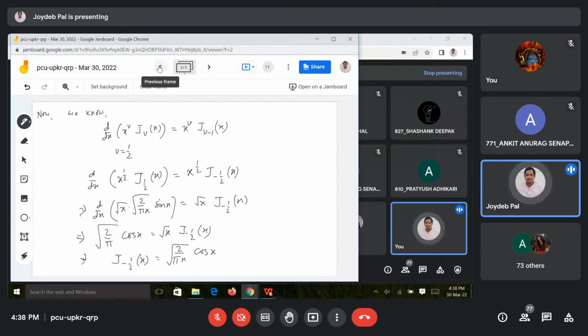So it is the easiest way to prove that J minus half of x is equal to root under 2 by pi x cos x. But if it is asked to prove only this, don't show only this part. Before that, you have to prove J half of x is equal to square root of 2 by pi x sin x. Do you get it?